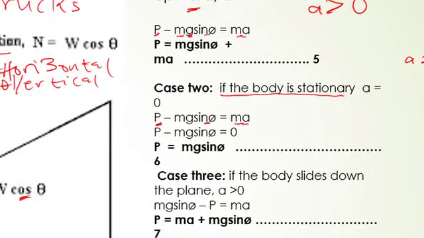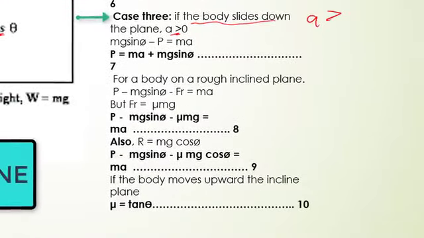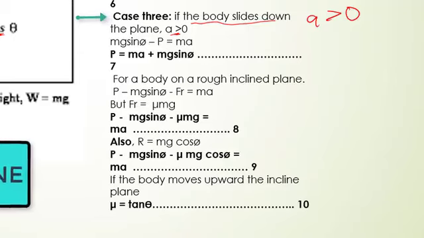Case 3, if the body slides down the plane. In this instance, there is movement, so we say acceleration at this point is also greater than 0. And you see the expressions, the formulas and the equations for use here.